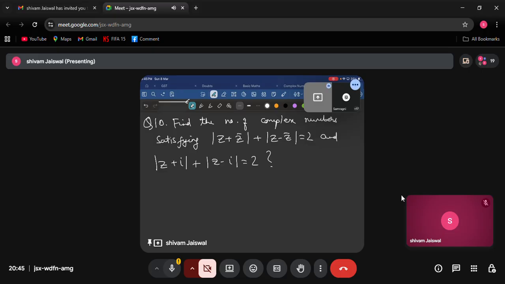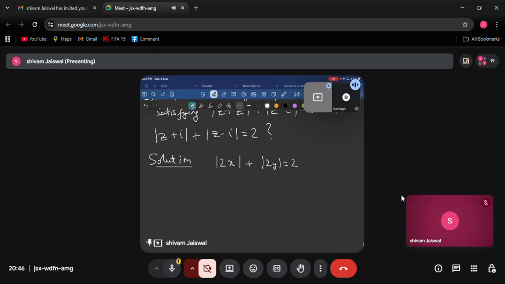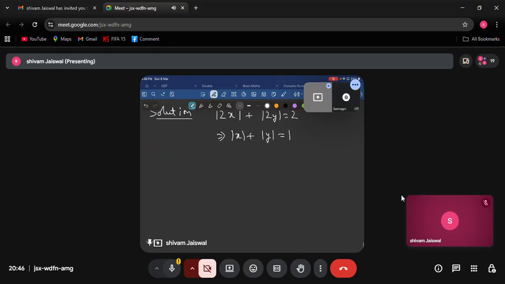Okay, start. So basically mod of z plus z bar is mod of 2x. Right everyone? Mod of z minus z bar is mod of 2y, equal to 2, dividing by 2. We are getting mod of x plus mod of y is equal to 1. So what does it represent everyone? What does it represent? A square? Yes, sir. It's a very famous square whose vertices lie on coordinate axis.